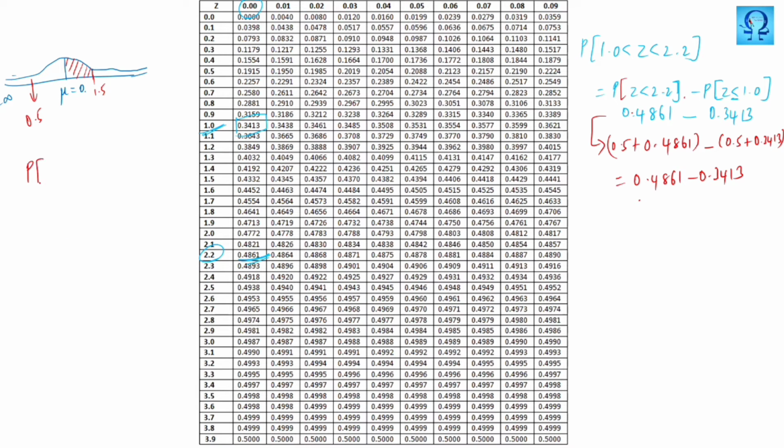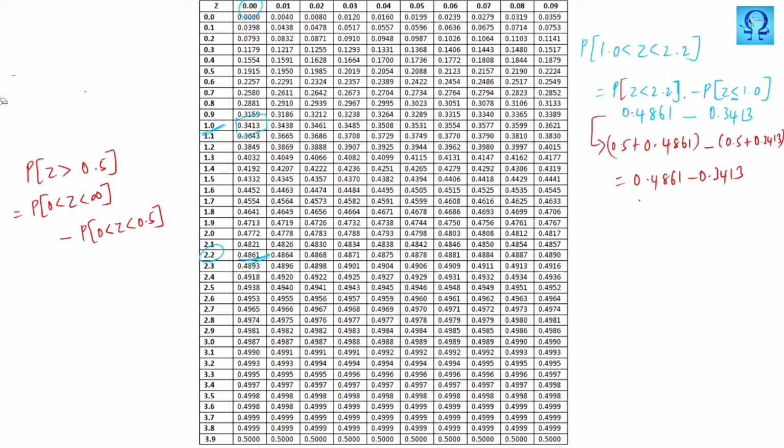So, probability of Z greater than 0.5. Now that we know the probability from 0 to infinity, minus the probability from 0 to 0.5. If we have these things, this is the remaining.